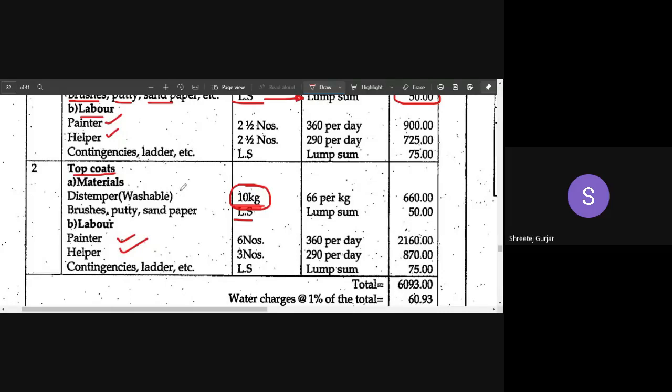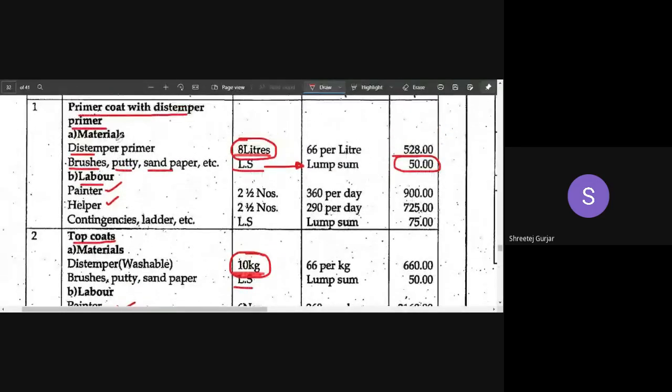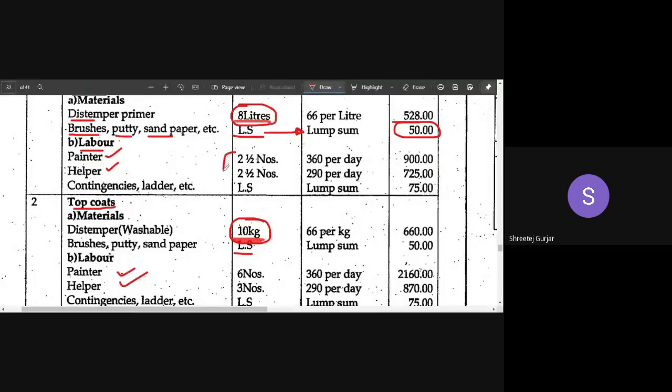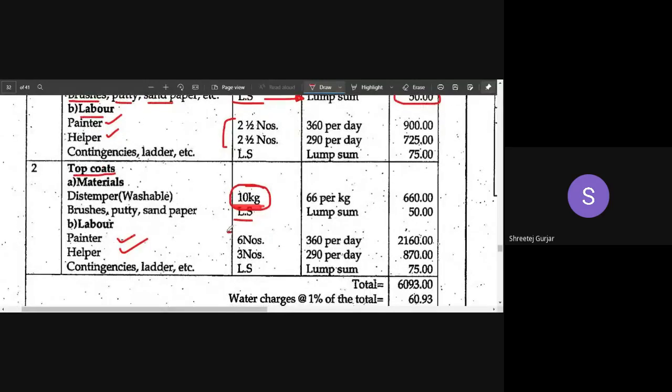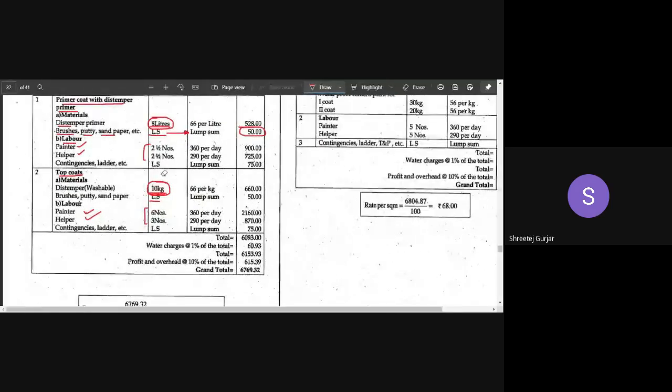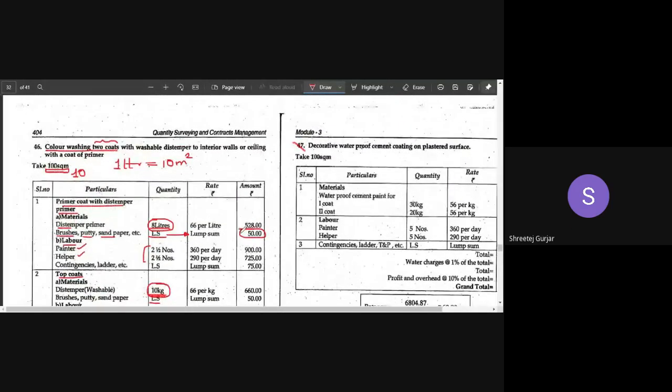Okay, you can see here for distemper primer, you require lesser amount of labor, but here you require large amount of labor. You can see it is almost double. Painters that are required are doubled, but helpers are almost same. Okay. Then coming to the next quantity, decorative waterproofing. This is not important. We shall skip on this particular thing.